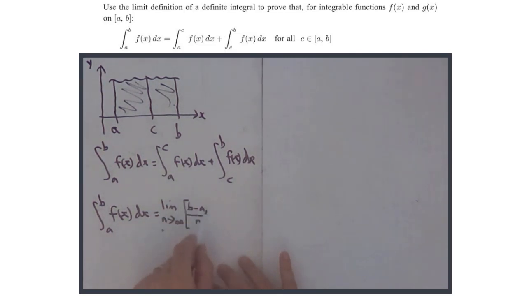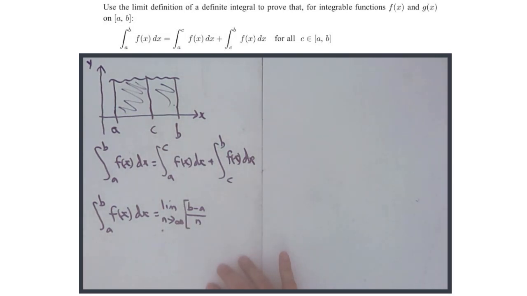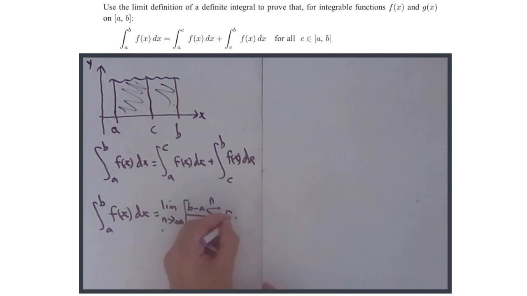Remember, b minus a is the width of the whole interval, and if it's divided up into n sub-intervals, then over n is just the width of each one. So the width of the rectangle times the sum from i equals 1 to n of the heights of the rectangles, so f of xi, literally the height of each rectangle. So that's the limit definition, right? So what we're going to do now is use the limit definition of the integral between a and c and between c and b, and see if we can arrive at that.